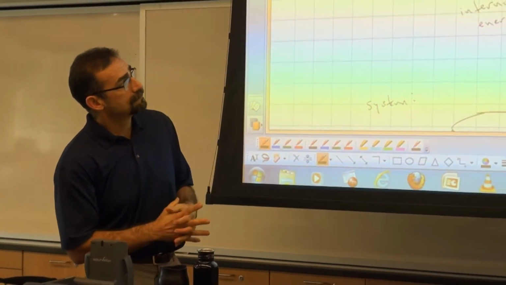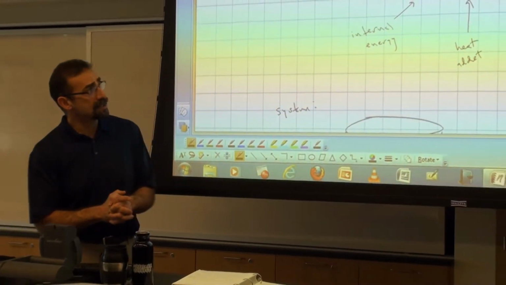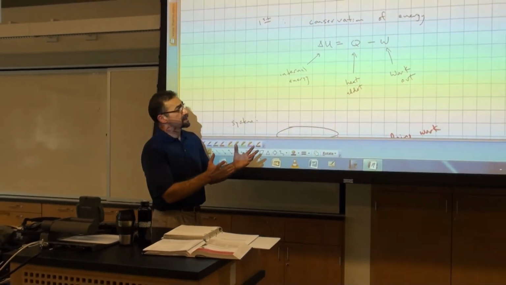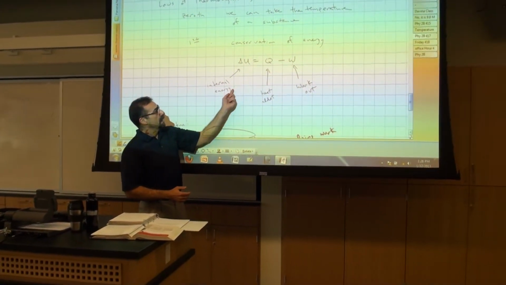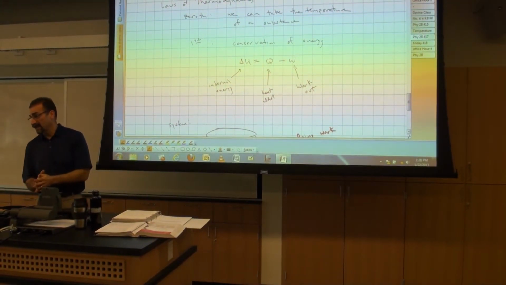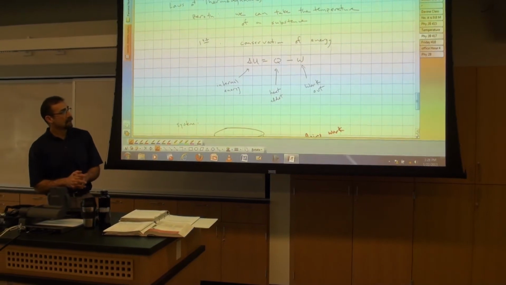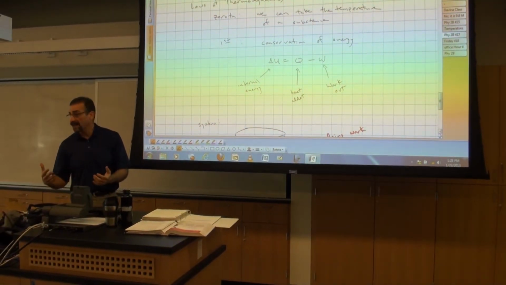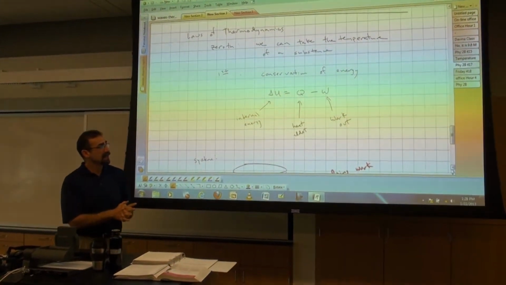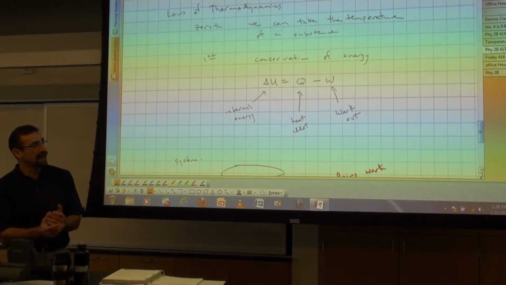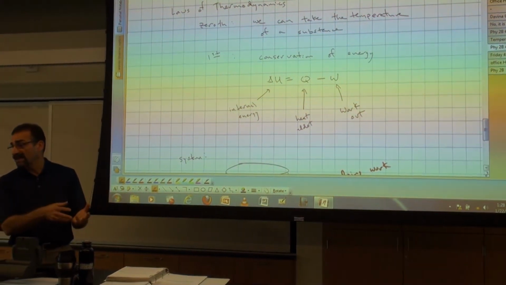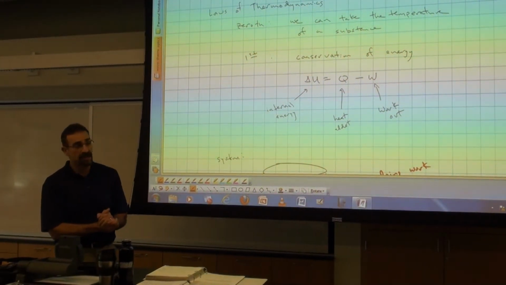The first law is conservation of energy. So we've got some system, and we want to know how the internal energy of the system changes. Well, what does it depend on? It depends on what we put in terms of heat and what we put in terms of work. If we add heat, then the internal energy goes up. If we do work on the system, the internal energy goes up.